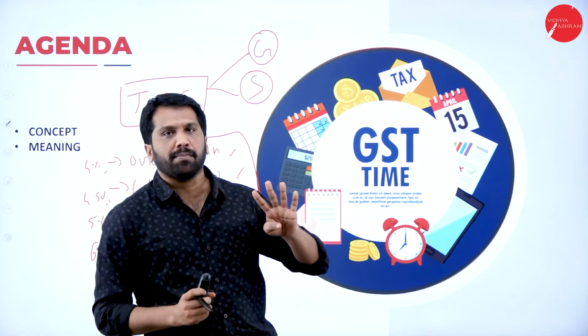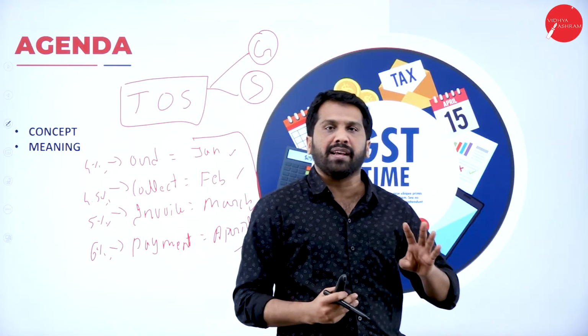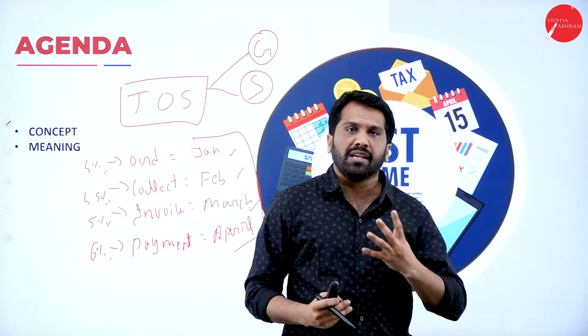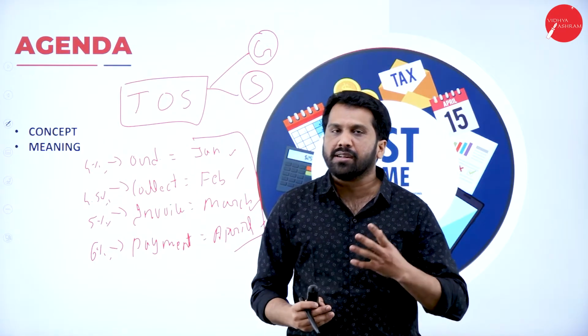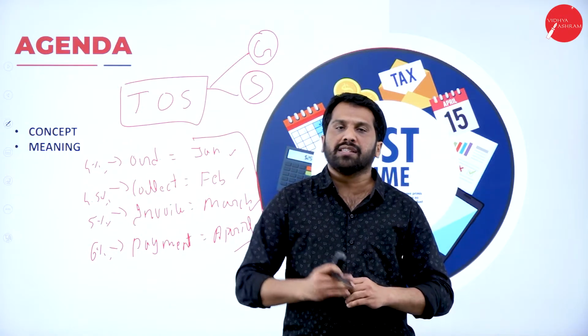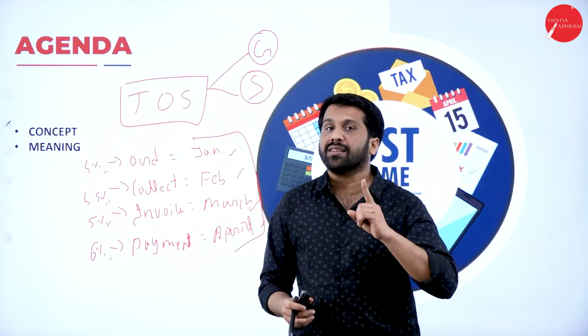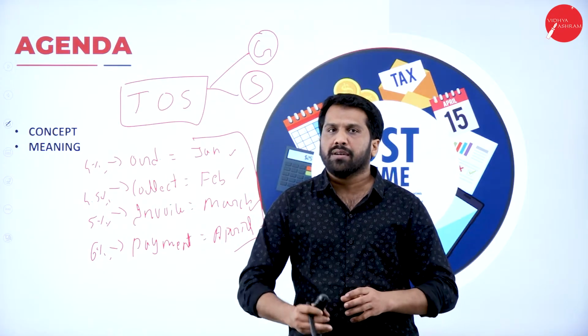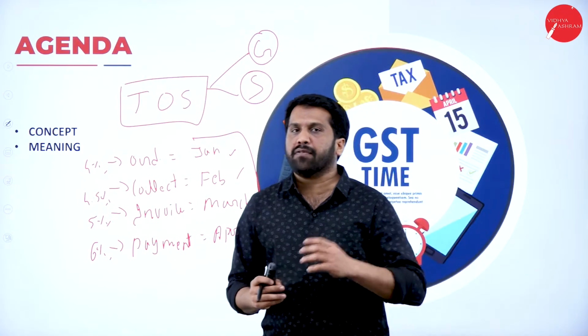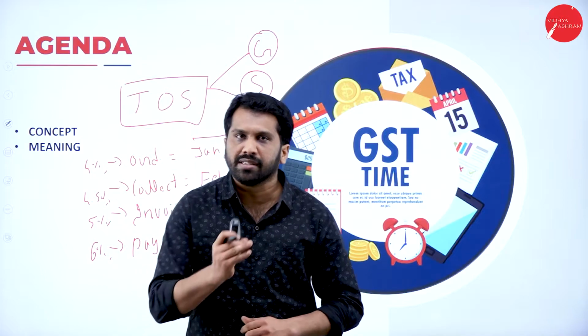What is continuous supply? Your electricity. Electricity will be what? Continuous supply. Your gas, LPG. LPG also comes under continuous supply. In the pipeline, they will be giving the LPG, so it will be considered as continuous supply. It is not one-time supply. Others, you have a vegetable vendor, so every day you are supplying vegetables. Those are called continuous supply.